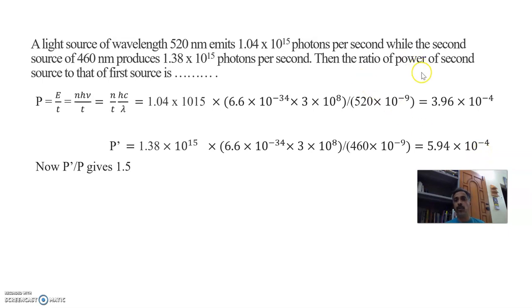What is asked? The ratio of the second power to the first power. So the second power P dash divided by P is going to be our answer. P dash divided by P, 5.94 into 10 power minus 4 divided by 3.96 into 10 power minus 4, we are going to get 1.5. So we have covered 3 important numerical problems in the photoelectric effect. Thank you.